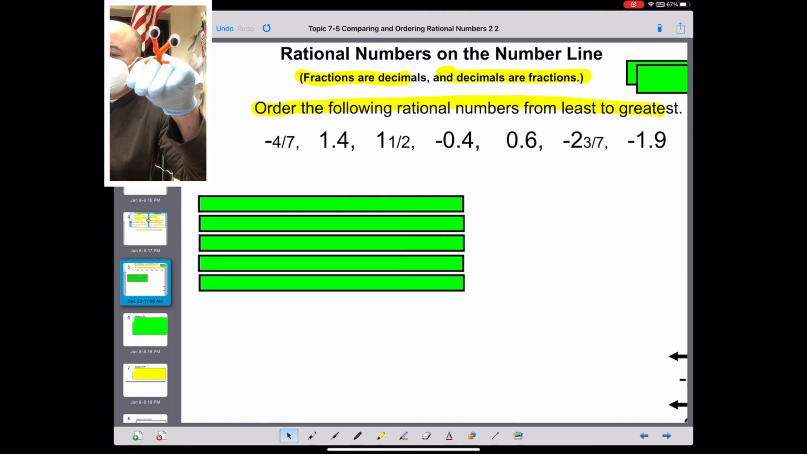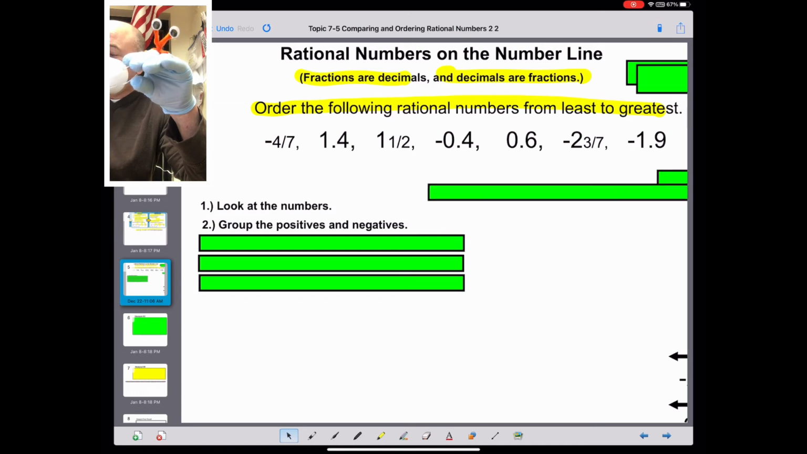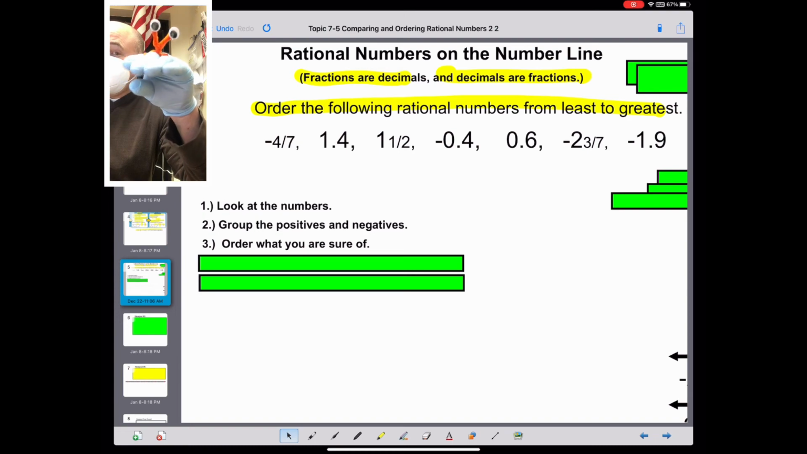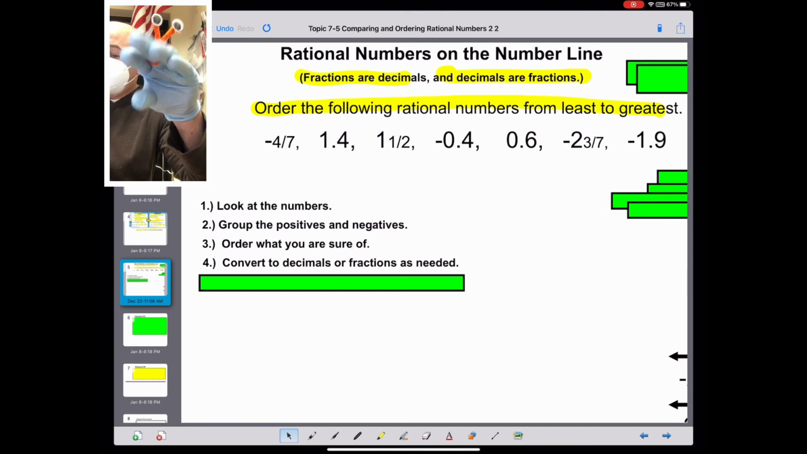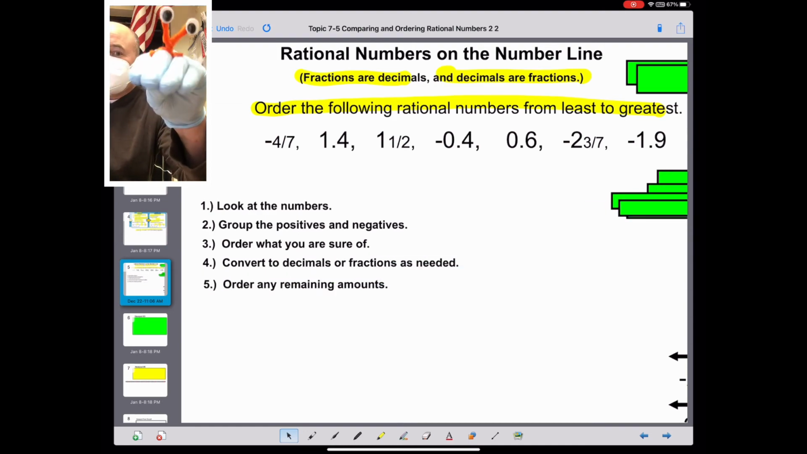All right, how did we do, Mr. Triola? Good. Well, did you teach the kids about these steps? The first step, to look at the numbers and use your number sense. Did you teach them to group the positives and the negatives? Did you have them order what they were really, really sure of? And then did you have them convert any decimals or fractions as needed? Very good. And the final thing was probably you took the remaining amounts and put them in order, right? Okay, Mr. Triola, do you need to pause the video for anything? Very good. Okay, let's move on.